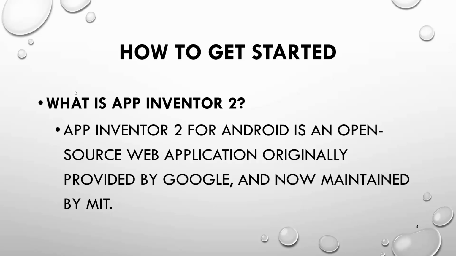All right? But let's just take a look at what it says on here. AppInventor2 is an open source web app originally provided or created, however you want to say it, by Google and now maintained by MIT. I did do a little bit of reading on the history of it, and I believe the person who kind of heads it up at MIT now used to work at Google. I could be wrong on that, but I believe that's how it's set up.